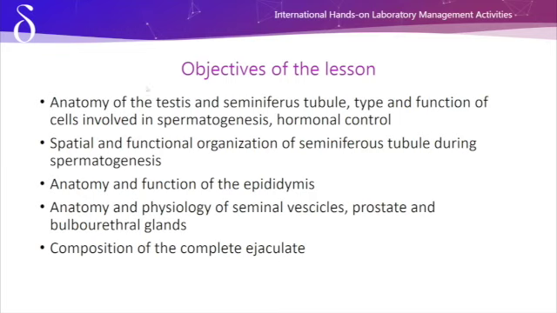We will talk also about how spermatogenesis occurs within the seminiferous tubule. We also talk about the epididymis and the function of the epididymis, that you will see is very important. The anatomy and the physiology of the main accessory glands present within the male genital tract that leads at the end to the composition of the complete ejaculate, of which we will talk.